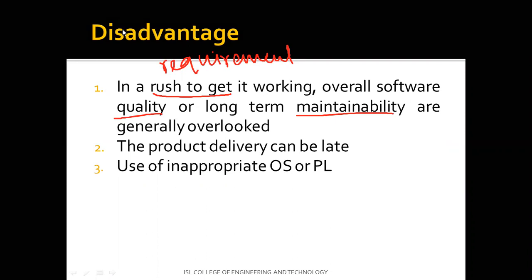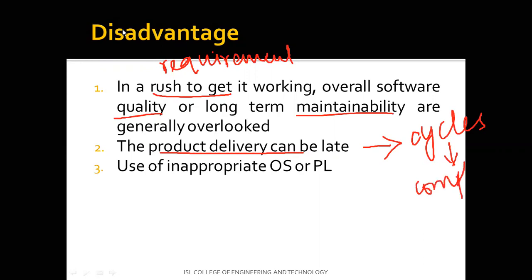The next disadvantage is that the product delivery can be late. This is because you do not have a complete idea of how many cycles it is going to take to complete the entire software. You're unsure of the number of prototypes that need to be developed. Another is the use of an inappropriate operating system or programming language. You might overlook a few disadvantages of a programming language, or the adaptability of an operating system, while creating it in a rush.